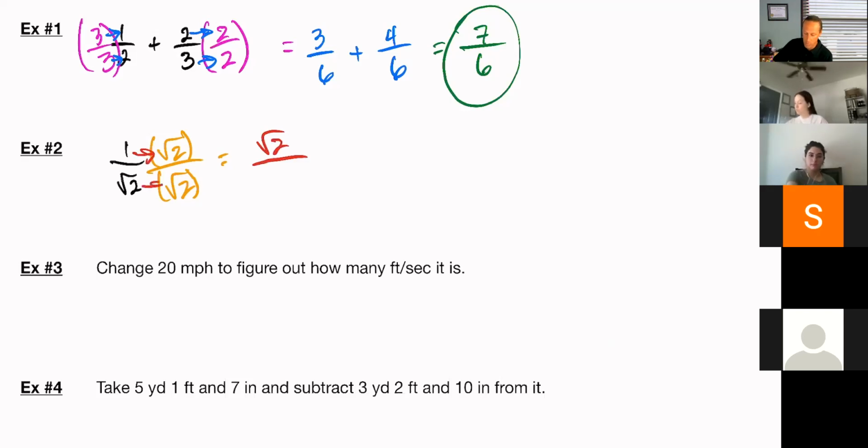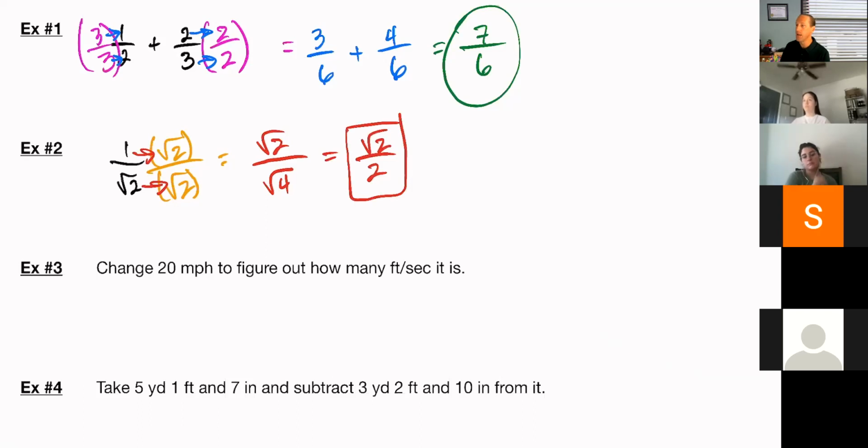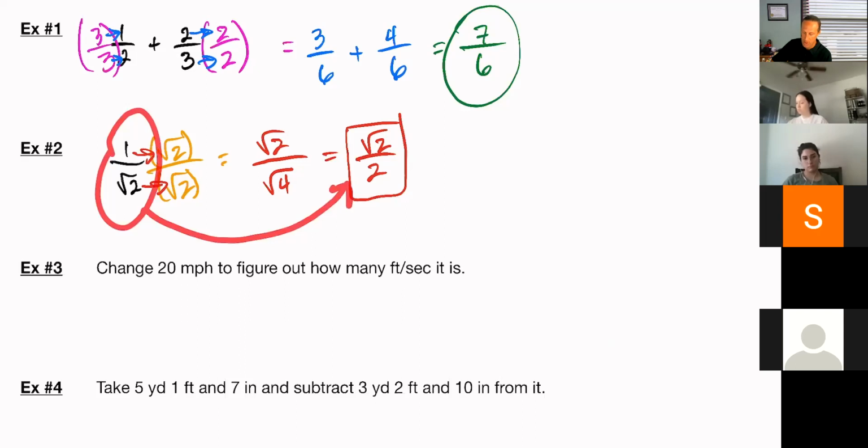And then careful, what's a root 2 times a root 2? 2. Good. It is the square root of 4, which we could say is just 2. So now we have a nicer looking denominator, something that we do know the value of, 2. So that right there is called rationalizing the denominator.